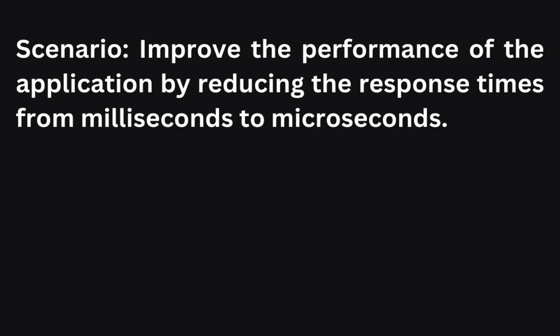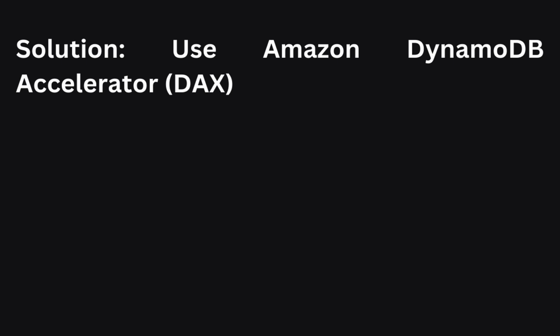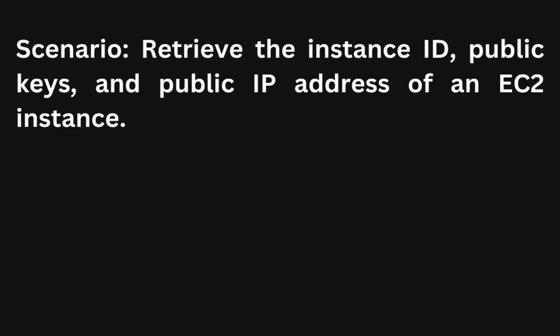The next scenario, you need to improve the performance of an application by reducing the response times from milliseconds to microseconds. What service can help achieve this? The best solution to achieve faster response times in the microseconds range is Amazon DynamoDB Accelerator, which is also called DAX. DAX is an in-memory caching service for DynamoDB that significantly reduces database read latency and improves application performance.